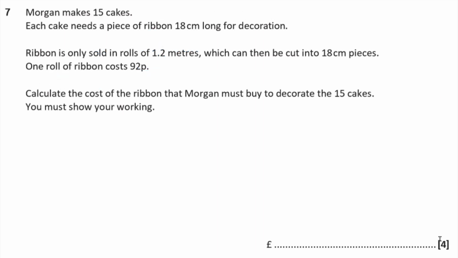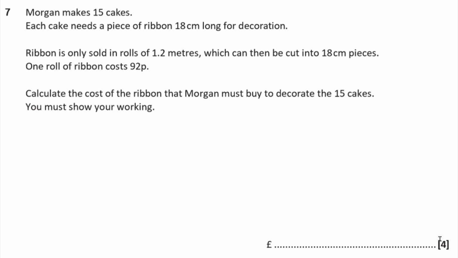Question 17. Morgan makes 15 cakes. Each cake needs a piece of ribbon 18 centimeters long for decoration. Yeah, bows are important. Ribbon is only sold in rolls of 1.2 meters, which can then be cut into 18 centimeter pieces. One roll of ribbon costs 92p. Calculate the cost of ribbon that Morgan must buy to decorate the 15 cakes. You must show your working.